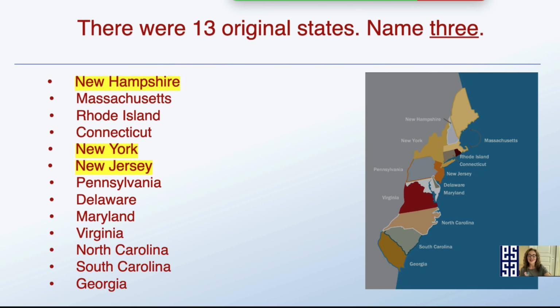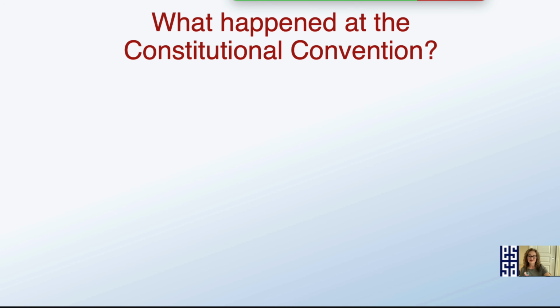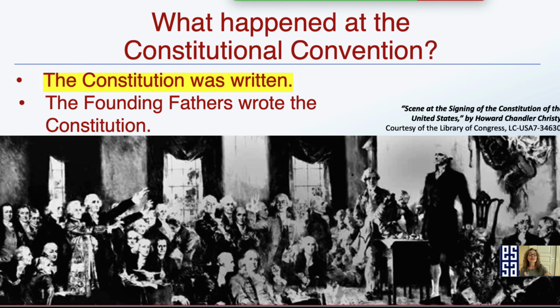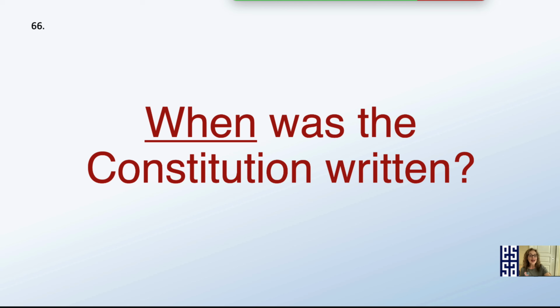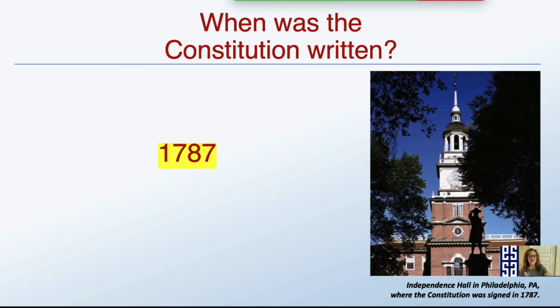Here we are, all 13. I chose New Hampshire, New York, and New Jersey. What happened at the Constitutional Convention? The Constitution was written. When was the Constitution written? 1787.